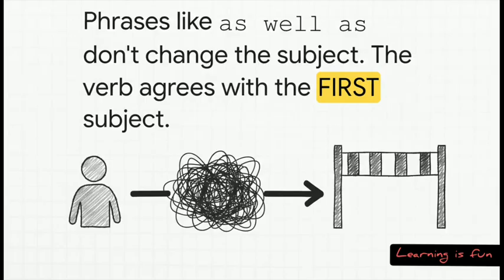Now for a trap that examiners absolutely love to set. They'll try to distract you by sticking extra phrases between the subject and the verb. Things like as well as, along with, together with. All of that is just noise. It doesn't change the subject. You have to ignore those phrases and focus on the first subject, the real subject.